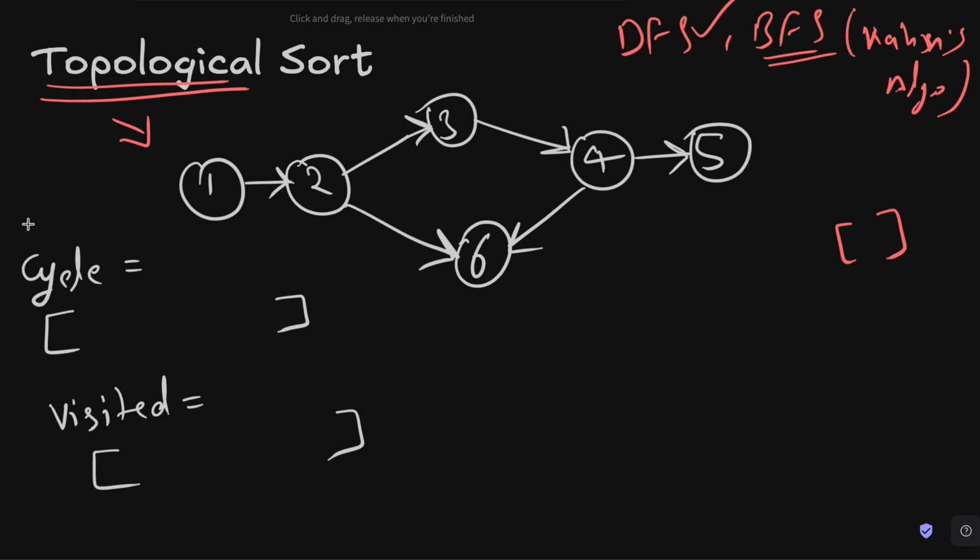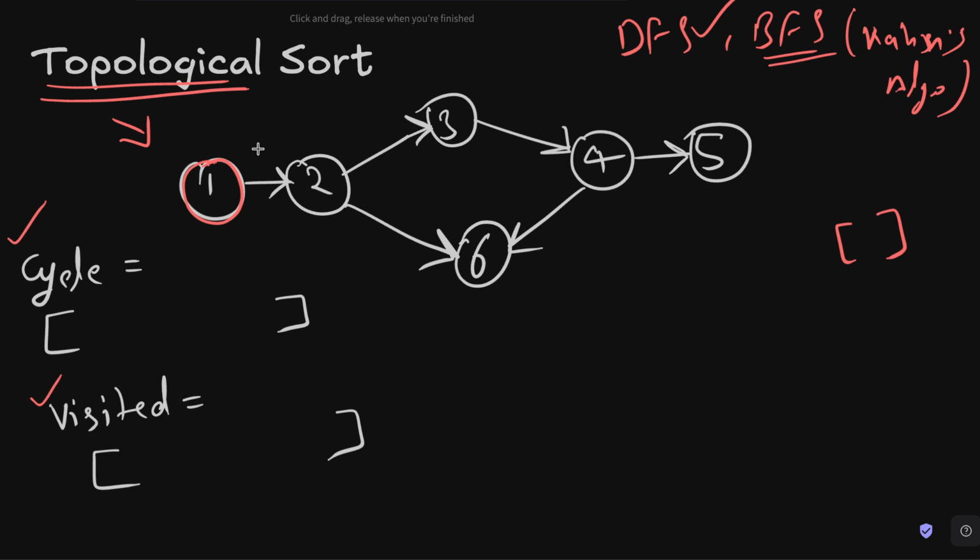So in directed graphs, we have two concepts, that is the cycle array and the visited array. In the visited array, you store all the nodes that have been visited, just like in a normal DFS algorithm. In cycle, you actually store the nodes that are currently visited on the path of DFS that we are taking. Let's start the DFS now and we will understand on the go.